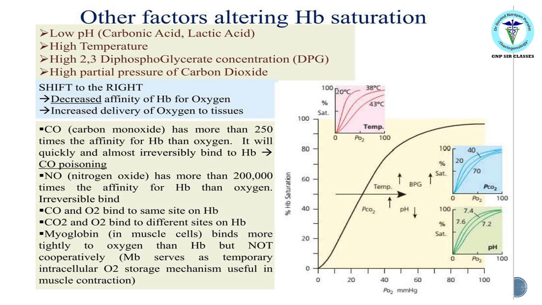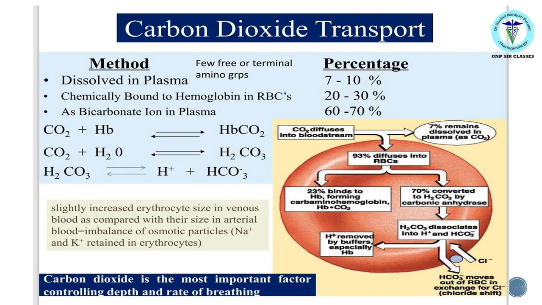CO2 and O2 bind to different sites on hemoglobin, and myoglobin in muscle cells binds oxygen more tightly than hemoglobin, aiding in oxygen storage. Carbon dioxide is transported in the blood in three forms: dissolved in plasma, chemically bound to hemoglobin, and as bicarbonate ions. The majority of CO2 is transported as bicarbonate ions, which play a crucial role in maintaining blood pH balance.